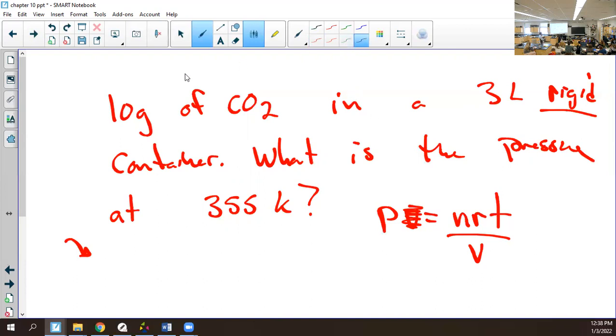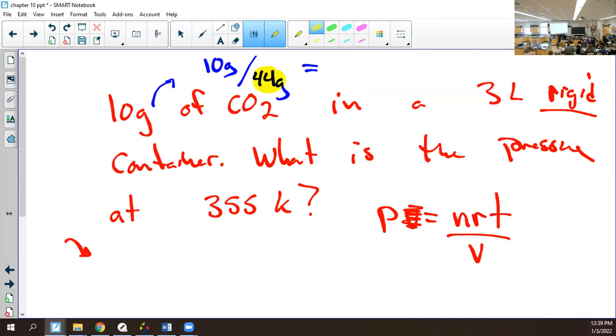So 10 grams divided by 44 grams is 44, isn't it? 32 plus 12. Okay, everyone look at your partner and say, I know where you got 44, or say, I don't.